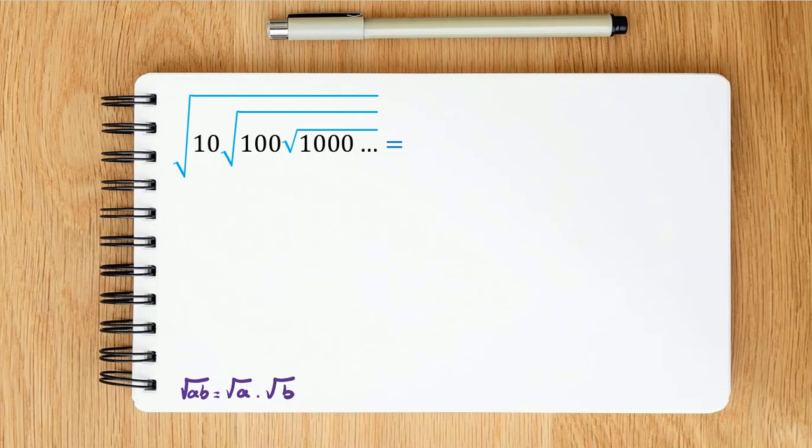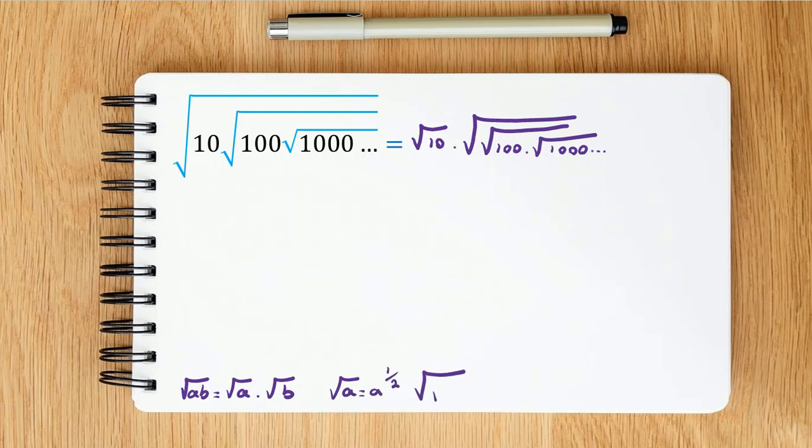So here we can write it as the square root of 10 times square root of 100 times square root of 1000 and so on. Let me tell you something. When we have square root of a, it will be a to the power of 1 over 2. When we have square root of square root of a, it will be a to the power of 1 over 2 squared.